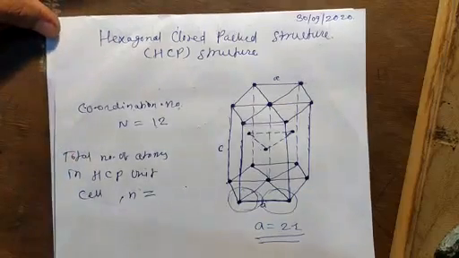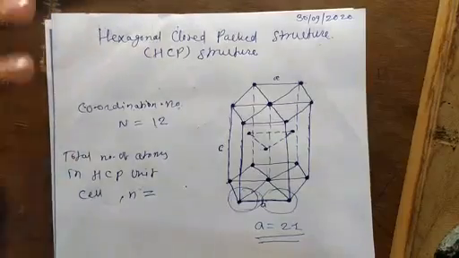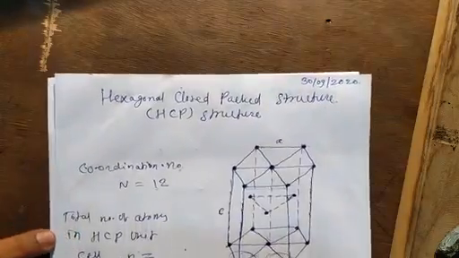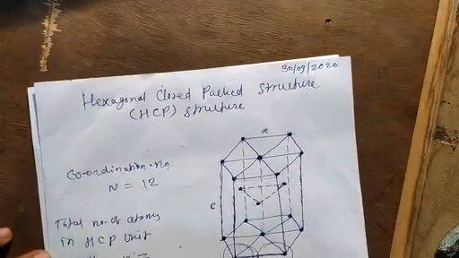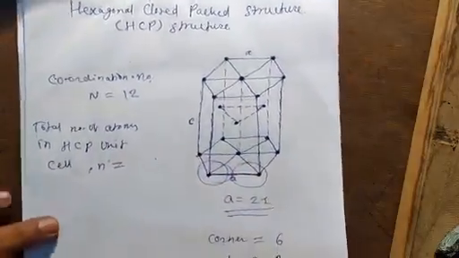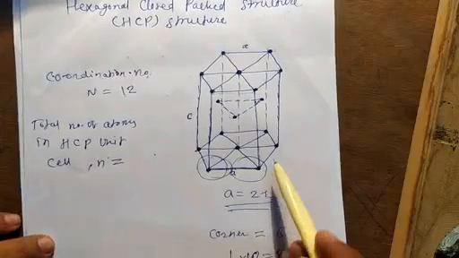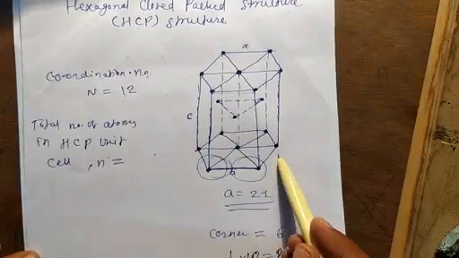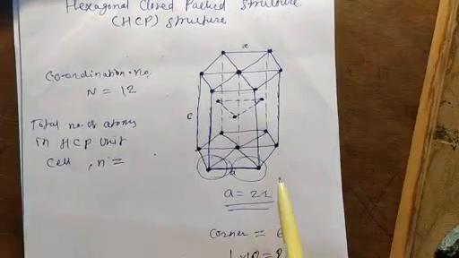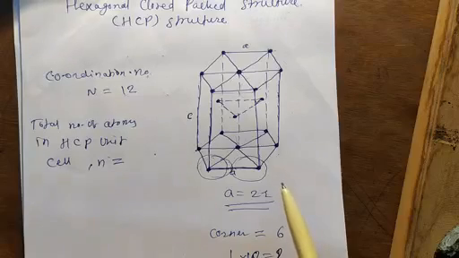In the last lecture, we have seen the face centered cubic structure. Today, we are going to learn the hexagonal close packed structure, that is the HCP structure. Now here, you can see the unit cell. This is the specific hexagonal structure formed by magnesium.